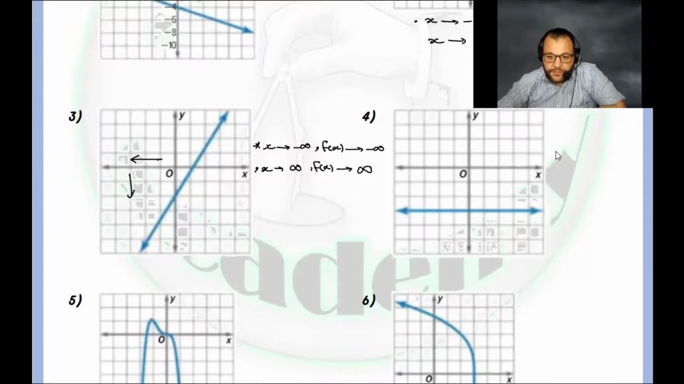So number 4, the same way. As x approaches negative infinity, f of x is equal to negative 3. And as x approaches positive infinity, the function f of x will equal negative 3. That's if the function is linear.